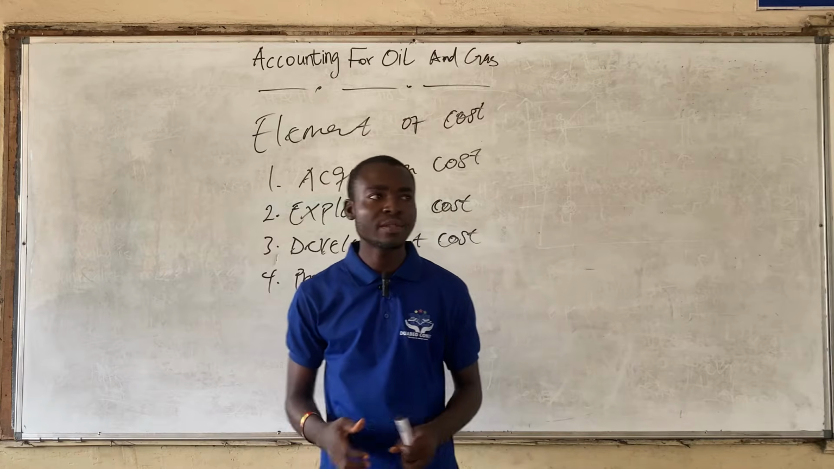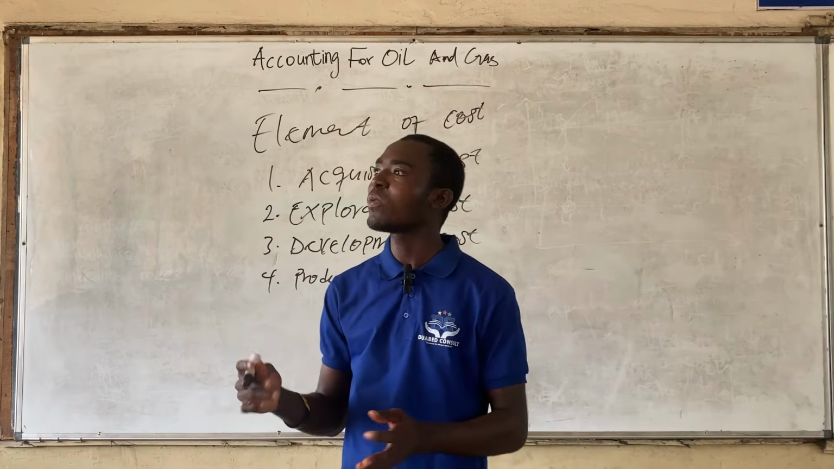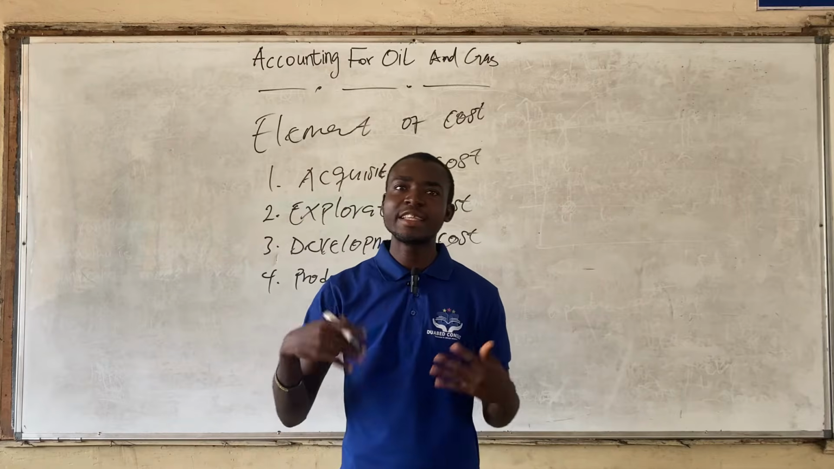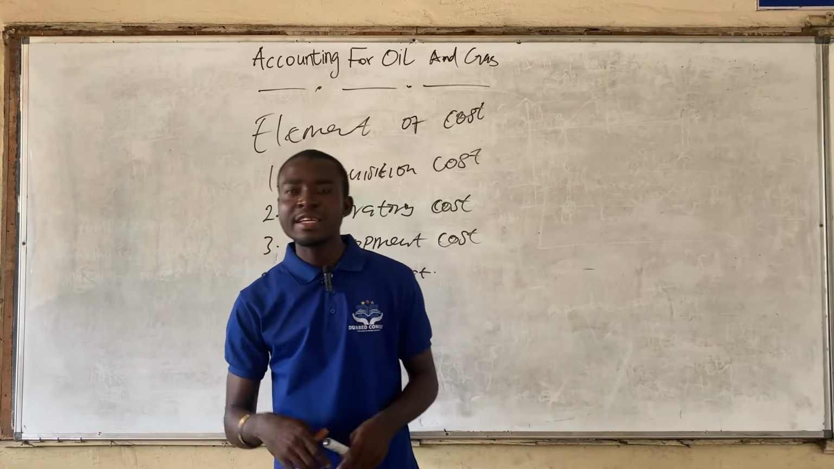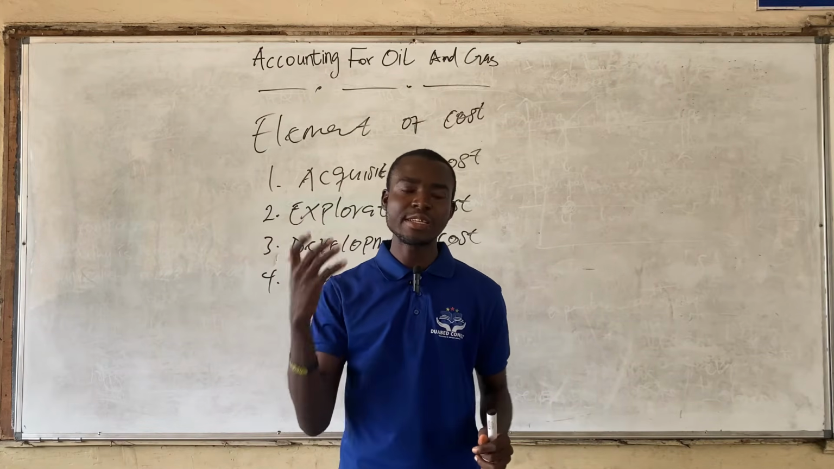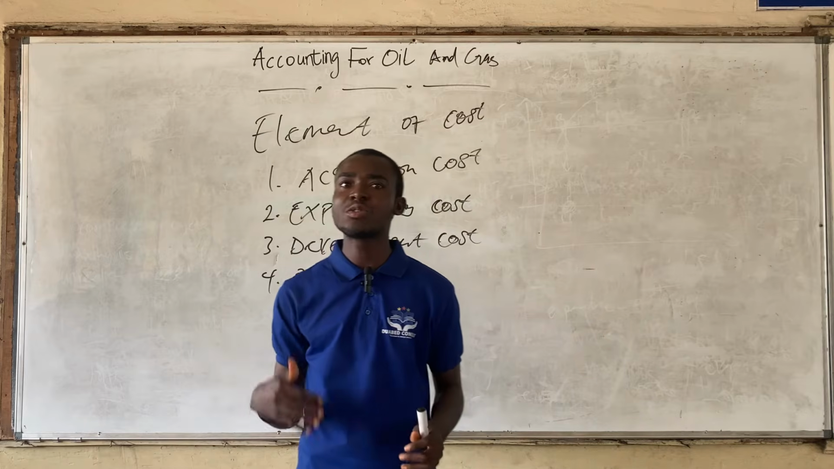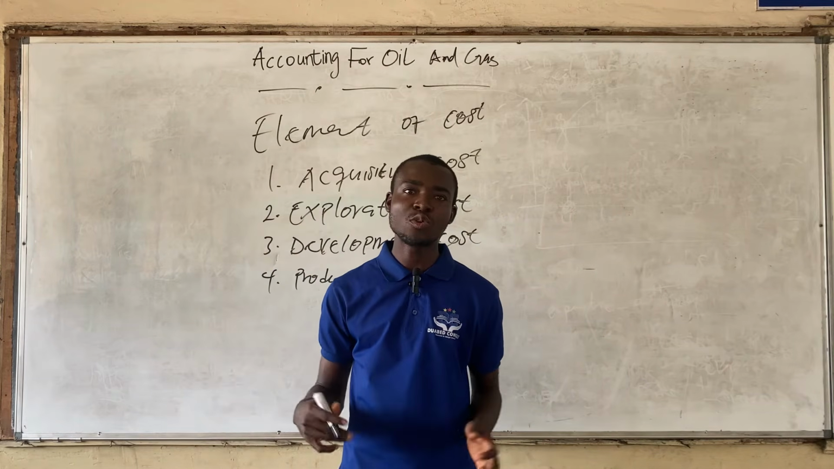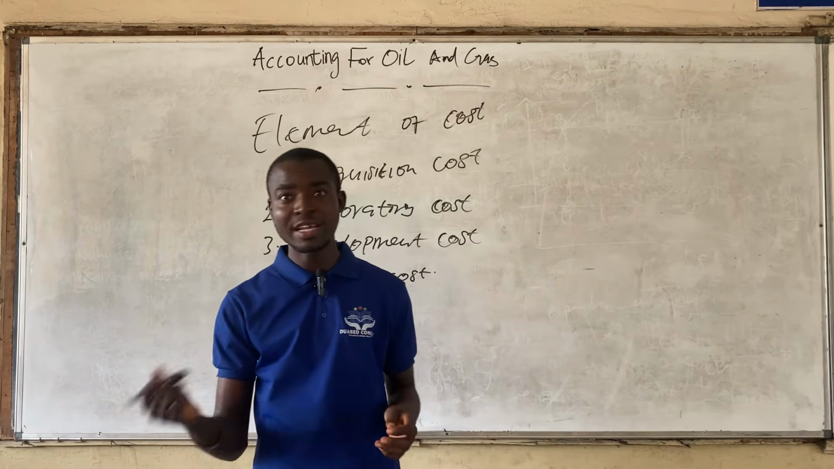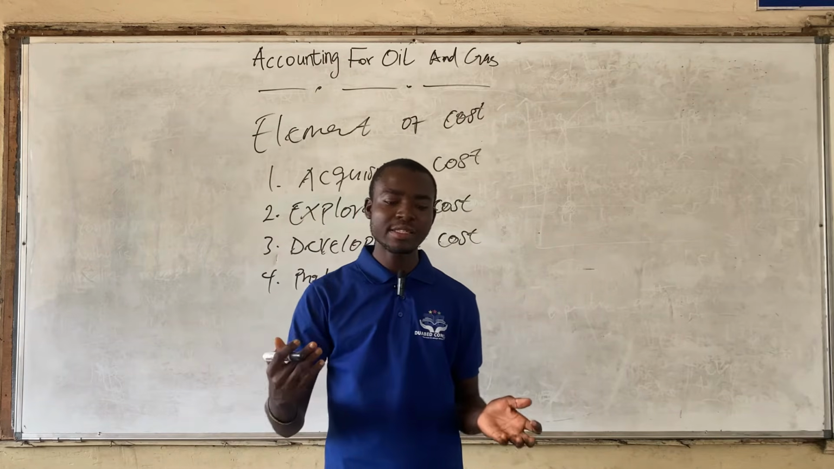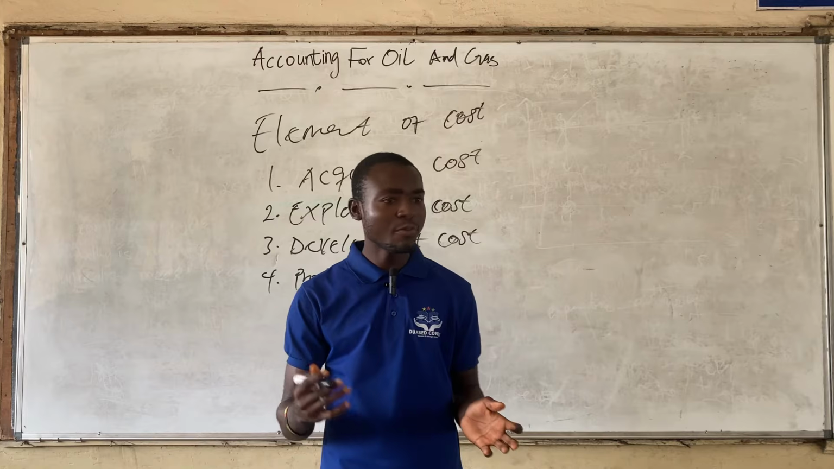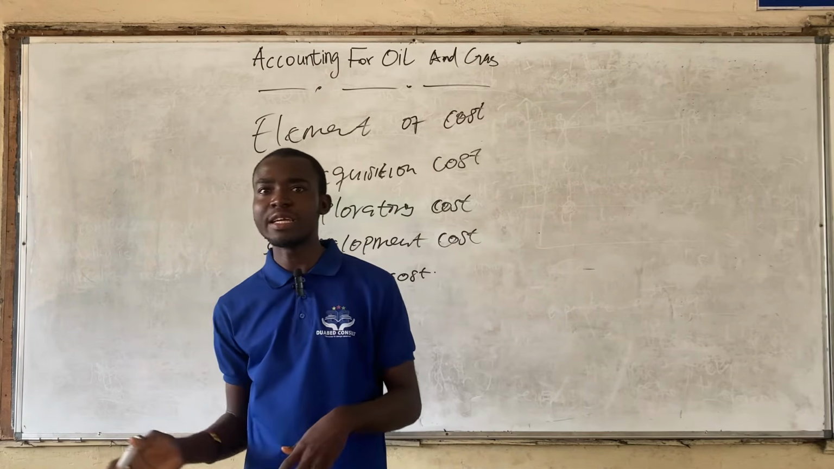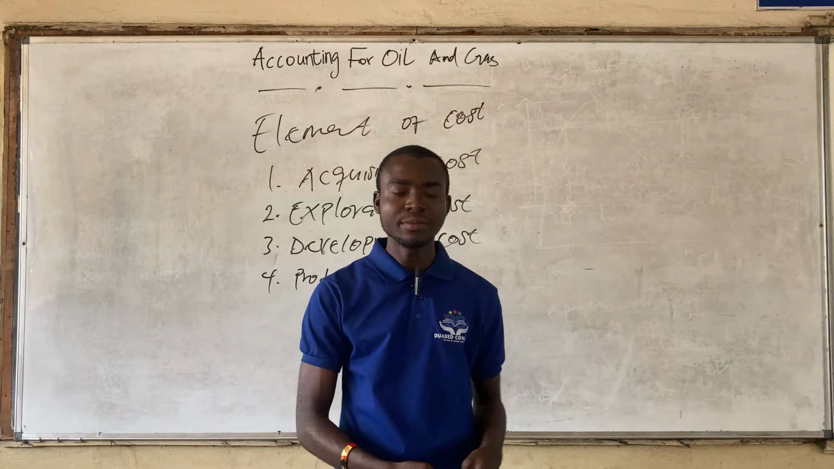So we proceed with how to account for oil and gas. Since oil and gas is a capital intensive industry, which means that the investors must invest a lot into the operations or activities of the organization, the various stakeholders, those who have interest in the performance of the organization, normally demand financial information in order to enhance their decision making and then operating activities.